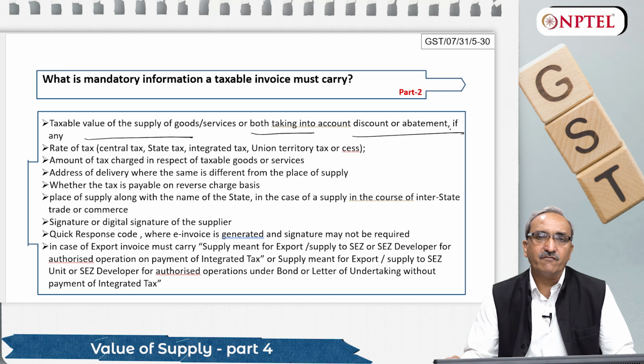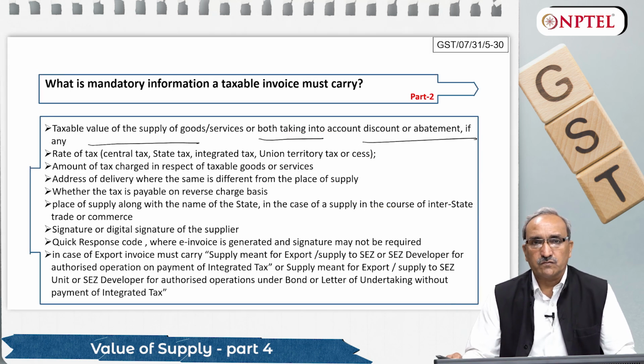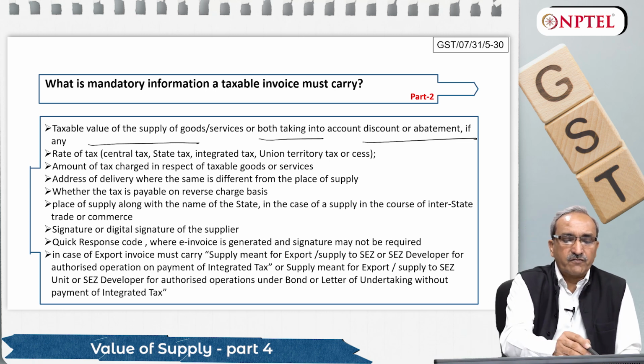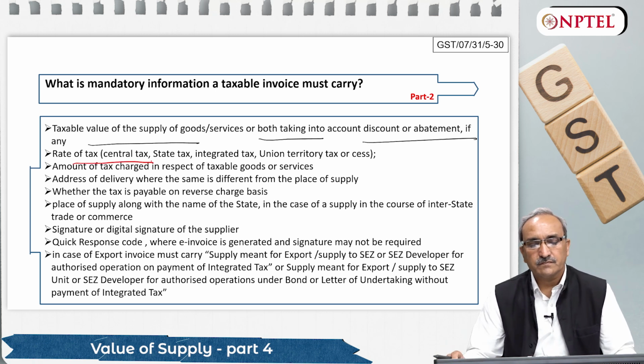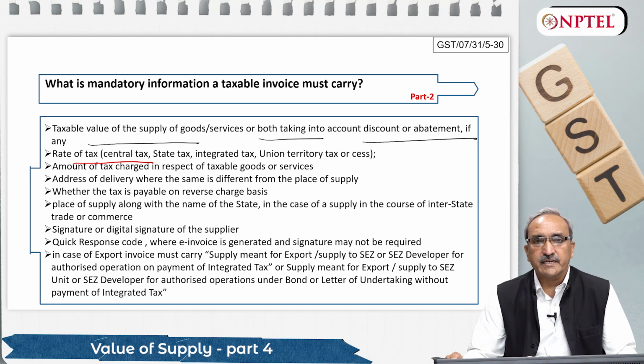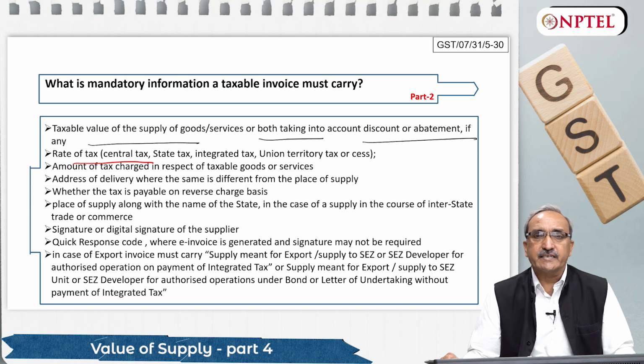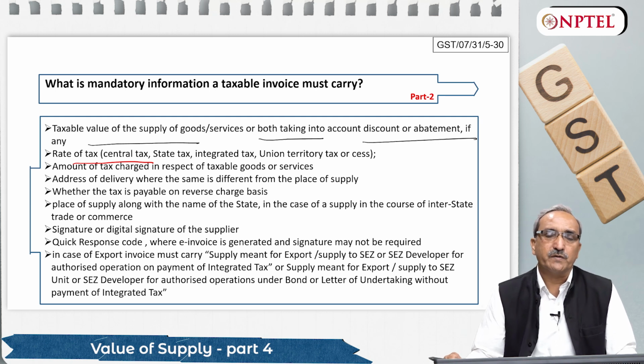Because discounts have their own impact, as I told you earlier. So we need to do that also. Then rate of tax. What is the rate of tax applicable on this invoice? Because your product is subject to GST, and at which rate, you have to mention in your invoice, and accordingly tax rate and tax amount will be mentioned in the invoice, and it will fix your liability that this much amount you are supposed to pay to the government.